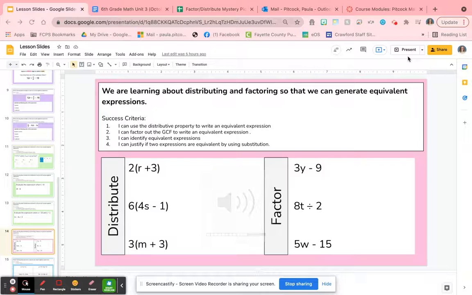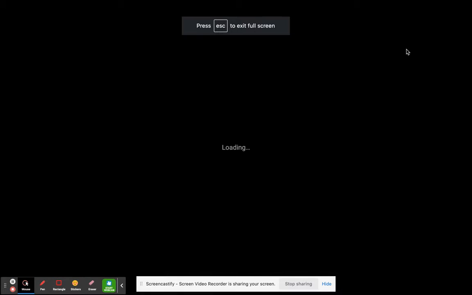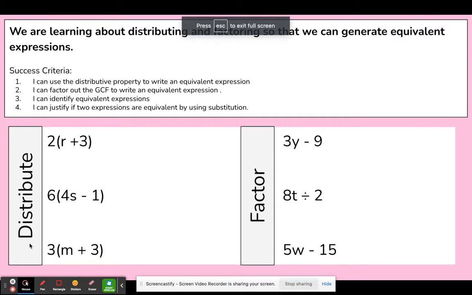Hey guys, so today we are going to work on two different skills, and once I make the screen big, I will tell you about it. All right, so if you look on the side, we are going to talk about distributing. There's this property called the distributive property. And on the flip side, we're going to learn about factoring, which is going to mean you need to know your math facts.